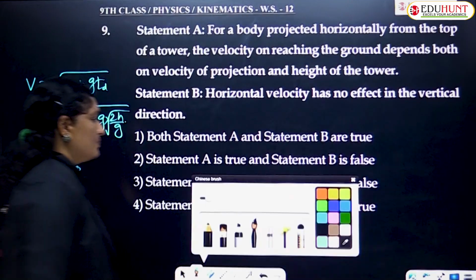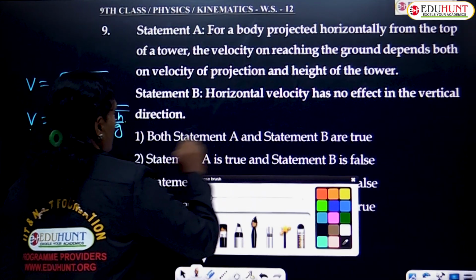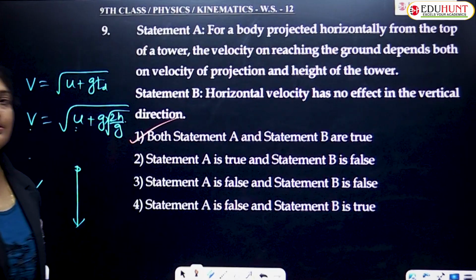Hence, your correct option must be both the statements A and B are true. So first option is true.